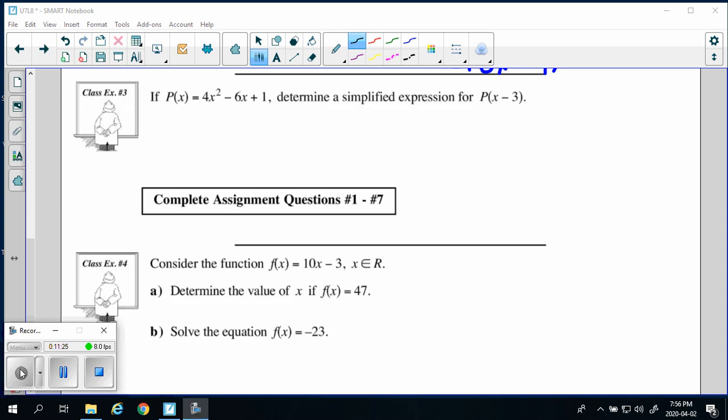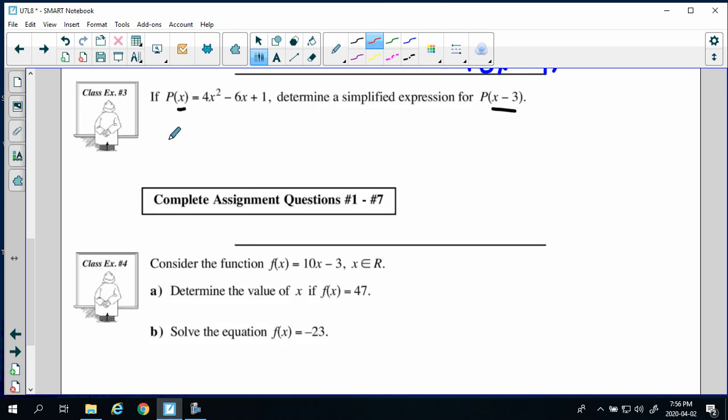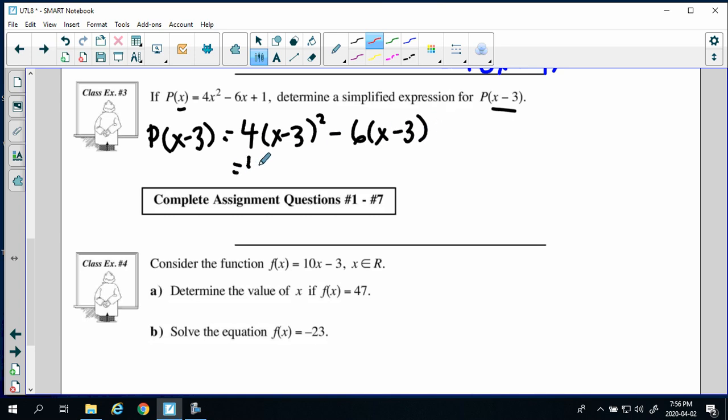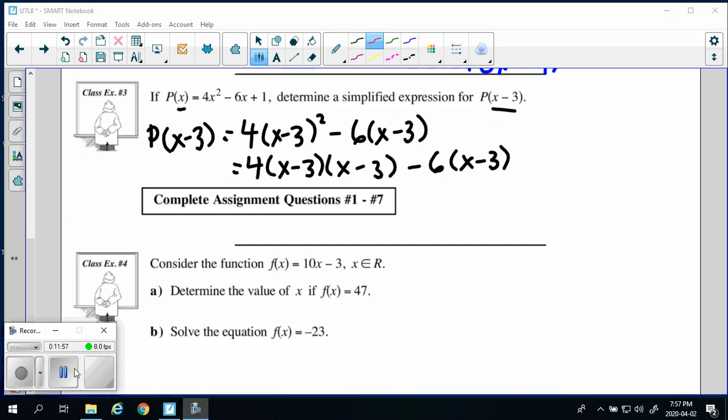Class example 3 is a little bit of a challenge just because of the algebra involved. So they're asking us to put an expression in the coin slot again, which is fine. So p of x minus 3 is equal to 4 times (x minus 3) squared minus 6 times (x minus 3). If your algebra is good, you will remember that to simplify this, you have to write it like so. I'm not going to do this because I know you guys are good at doing that. So I'm going to move on to the next question.